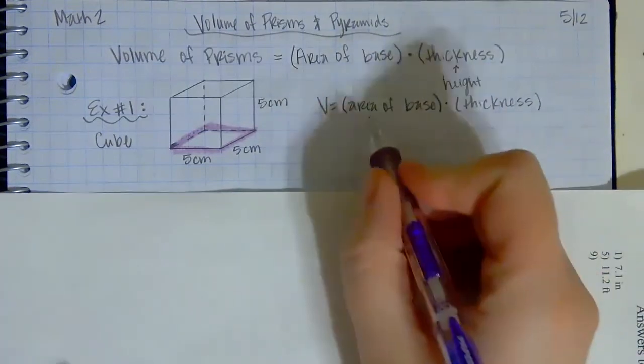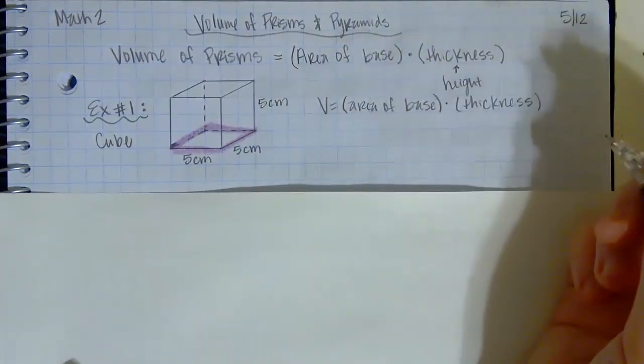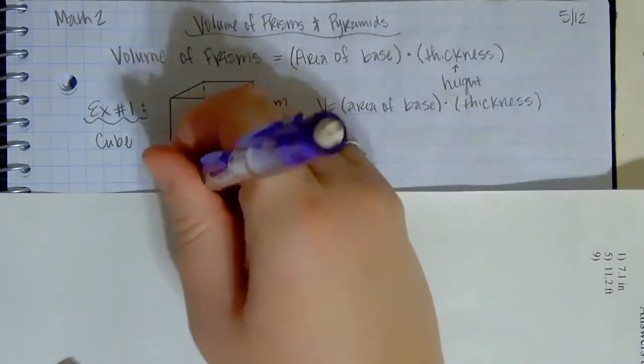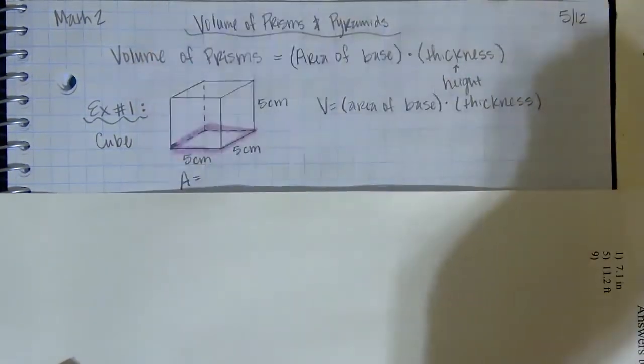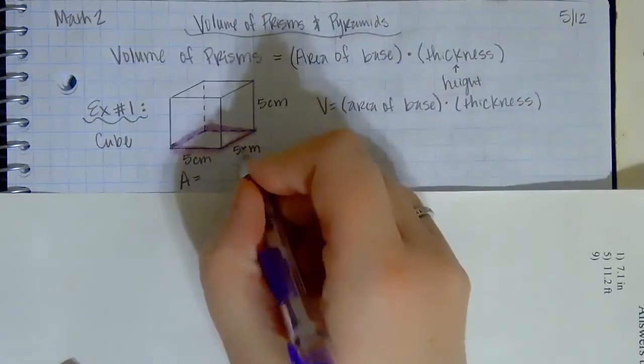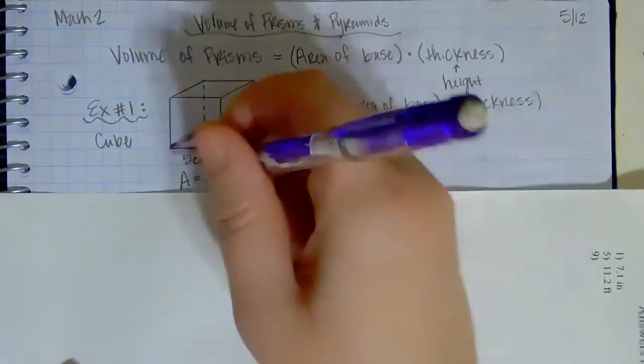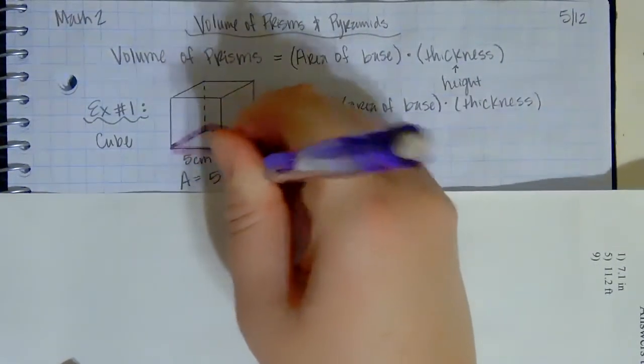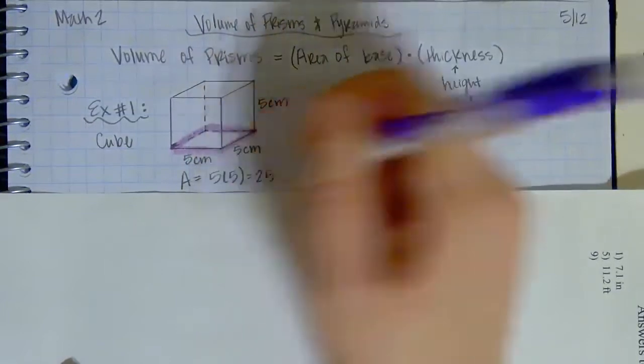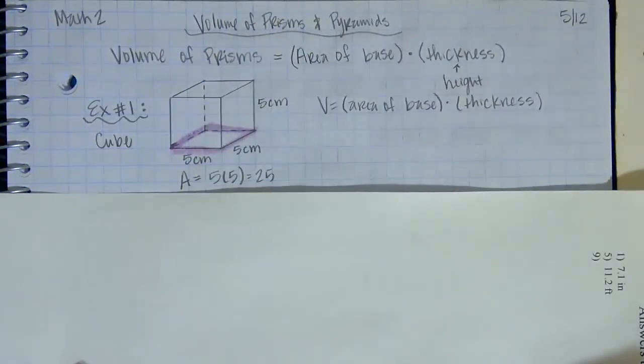So the first thing I'm going to do is find the area of that base. It's a square, so to find the area, I just multiply length times width, base times height, or side squared, whatever you want to call it. 5 times 5, which is 25. So that's the area of the base, okay?